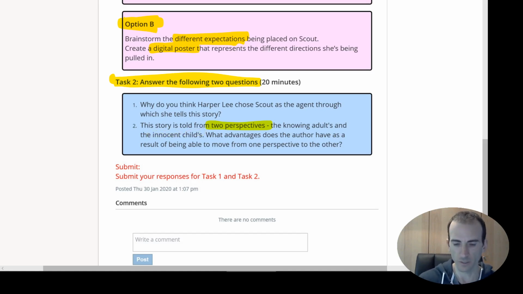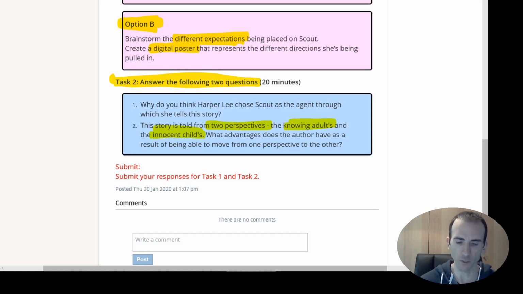So let me just clarify that again. We have the knowing adult's point of view, adult Jean Louise Finch, and we have the innocent child's point of view, 6-year-old Scout. Why did Harper Lee choose to do it that way? What advantage does the author have as a result of being able to move from one perspective to the other? At different points, she'll switch the authorial voice, switch the tone a little bit, and you can tell, oh, this is actually the adult looking back. Even though for most of the novel, we're just getting the child's voice, the child's perspective. Why did Harper Lee choose to construct her novel in that way? What advantage does it give her?